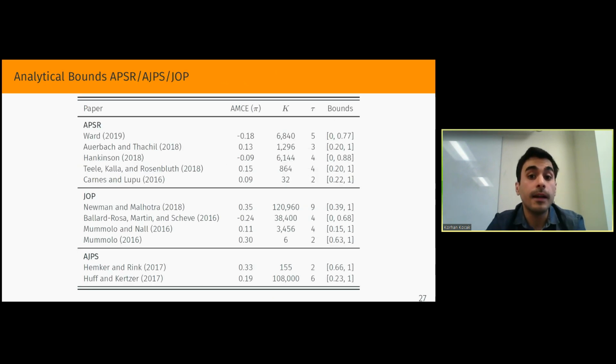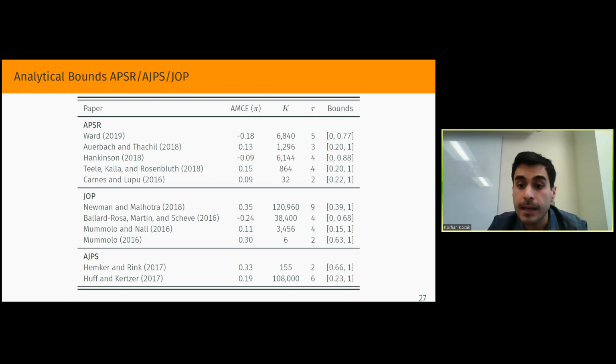So what we've done next is to look at some realistic values, some values that practically showed up in real life. So we applied our bounds to the 11 papers with conjoint experiments published in APSR, AJPS, or JOP in the last 3.5, 4 years. I want to be clear, most of these papers are not making statements about majority preference. We just want to see how our bounds look in practice.